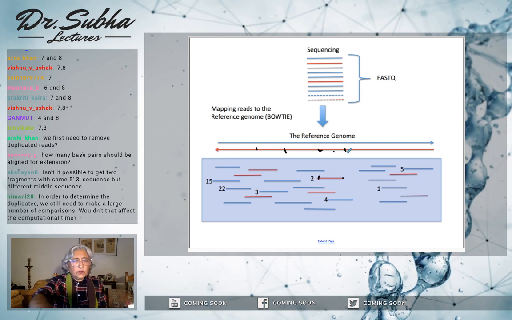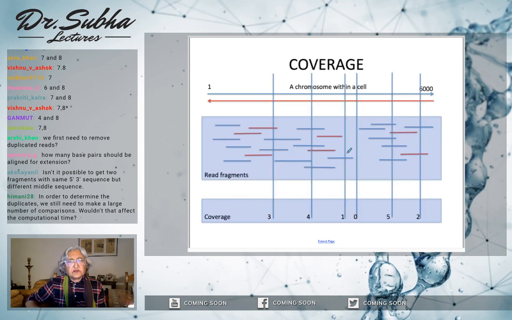Okay, this is how the reads are mapped now. So this is all the number of reads I got. This is a very simplified thing I'm showing just for concept's sake. Okay, now I'm going to the next slide.